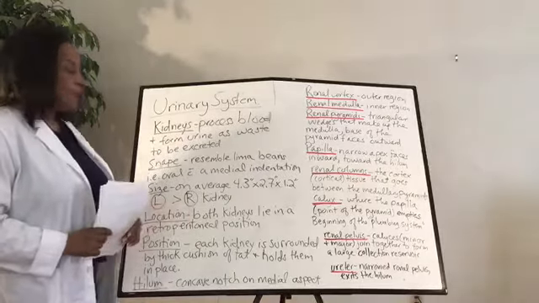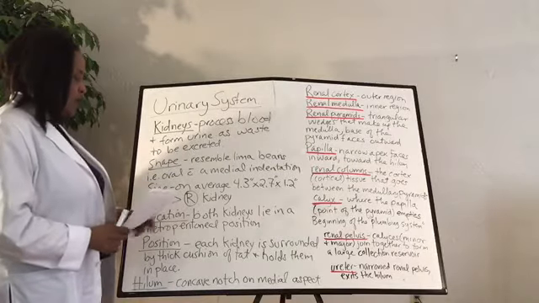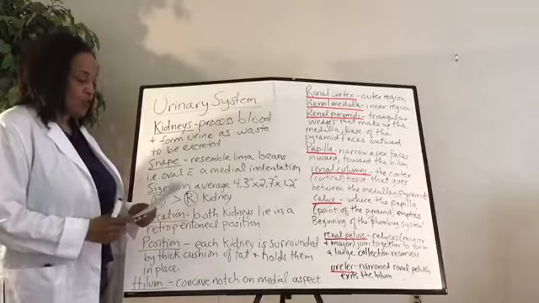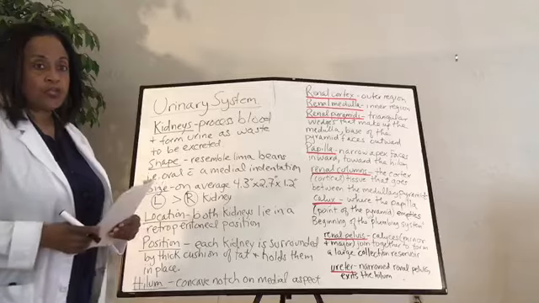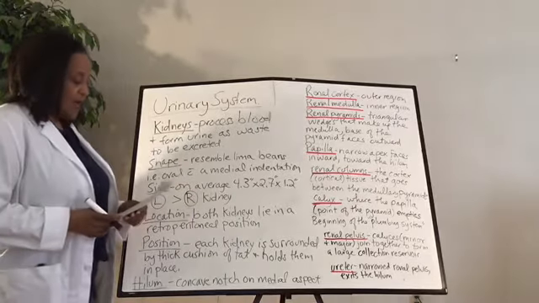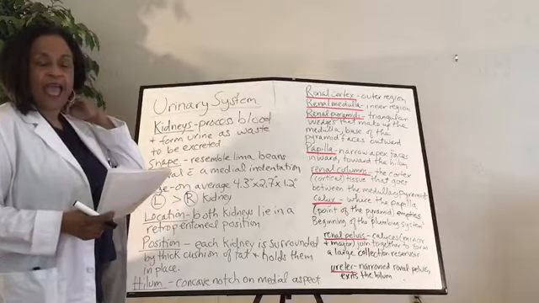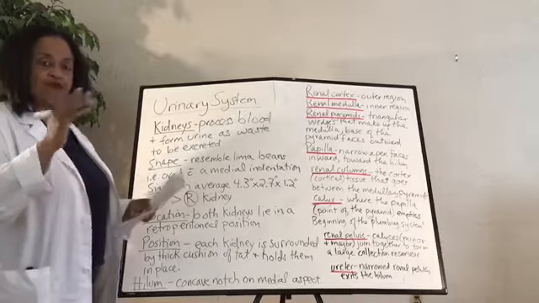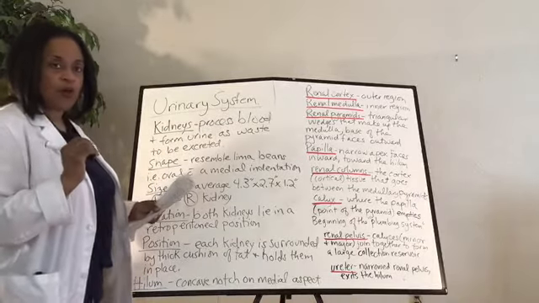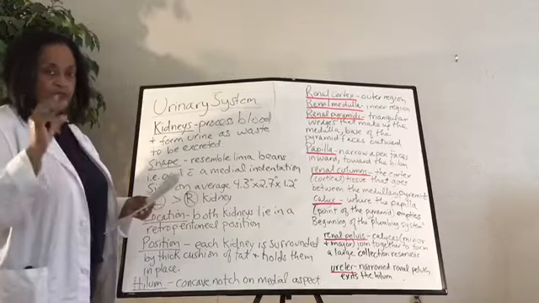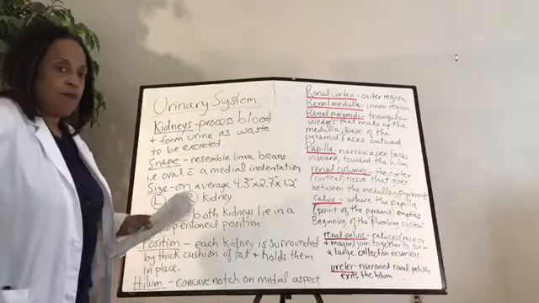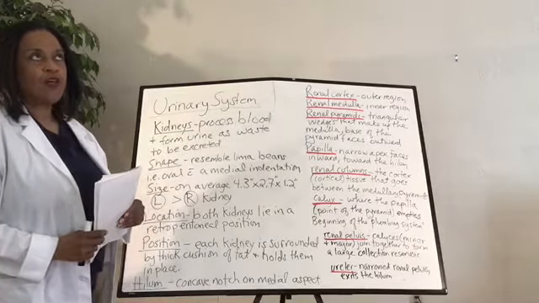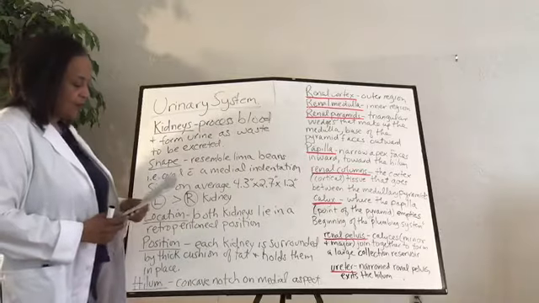The location, both kidneys lie in a retroperitoneal position. So that means they're in the back, retroperitoneal, retro meaning behind. They're posterior to the parietal peritoneum and against the posterior wall of the abdomen. They're on either side of the vertebral column and extend from about T12, thoracic 12, to about L3, lumbar 3. So the third lumbar is their bottom point, and their upper point is about the 12th thoracic vertebra, right?